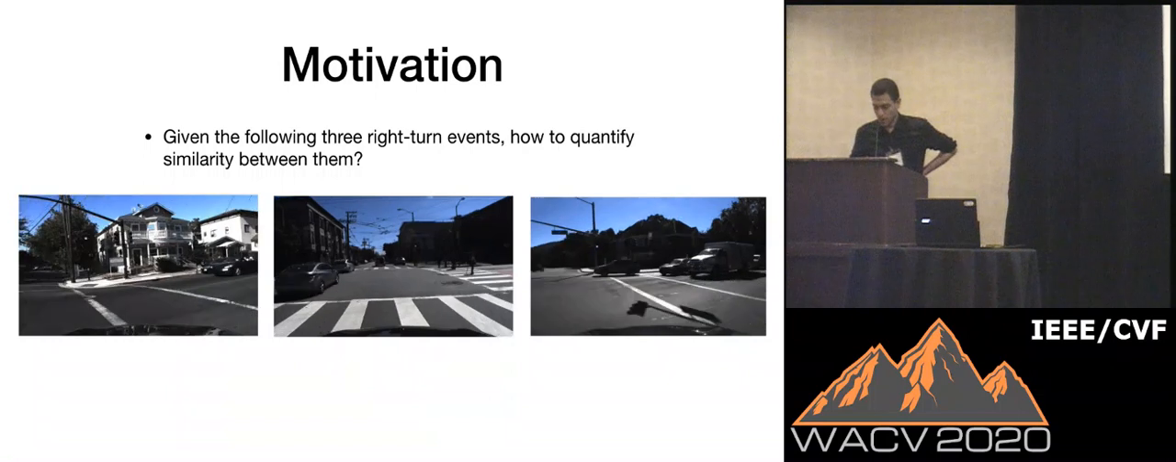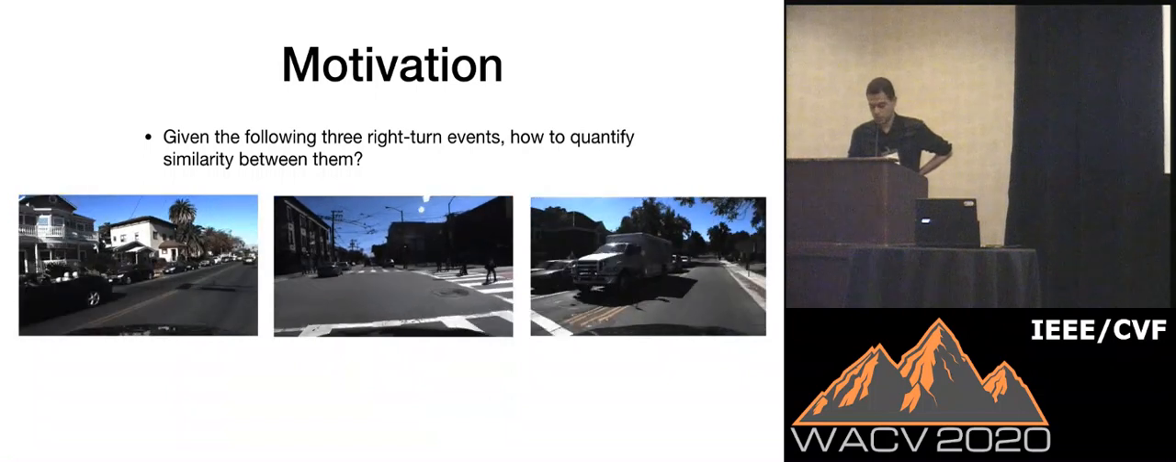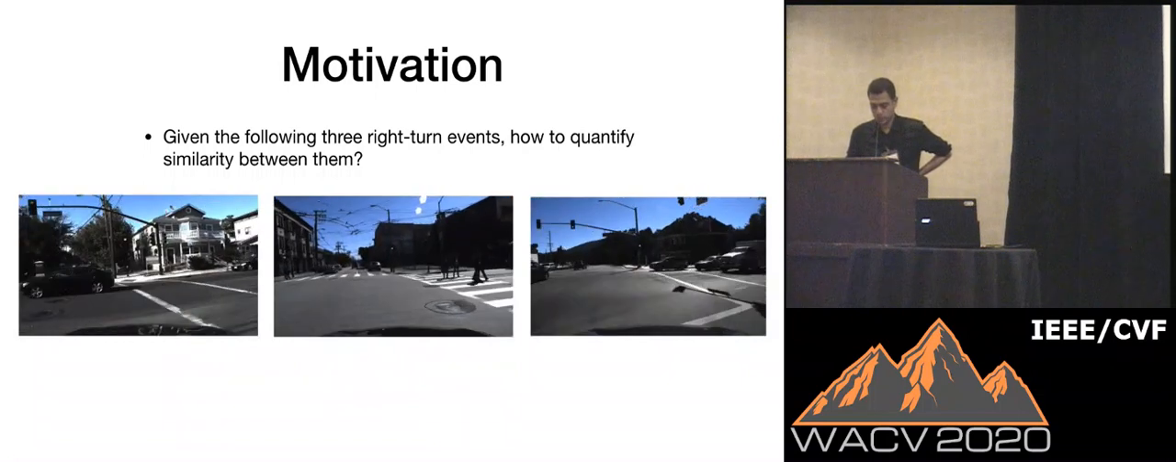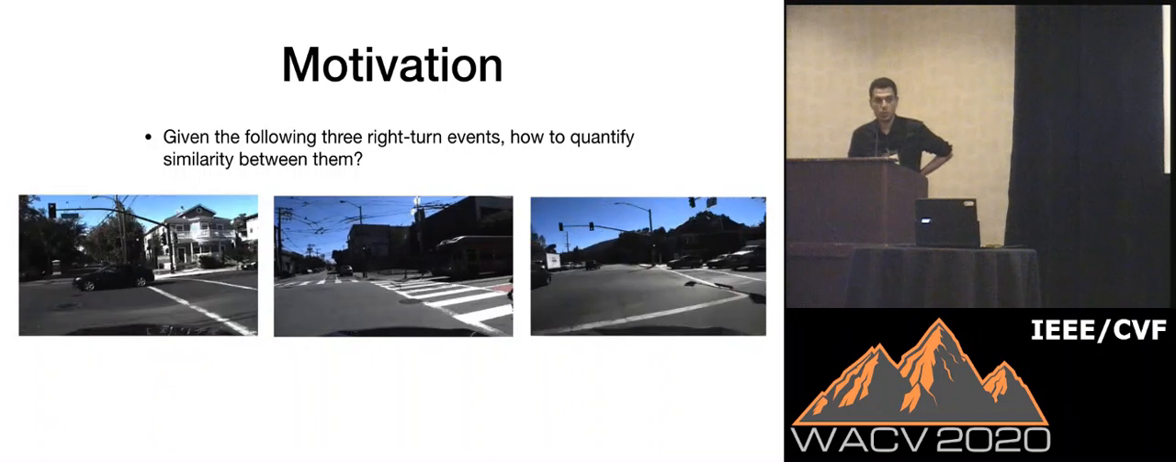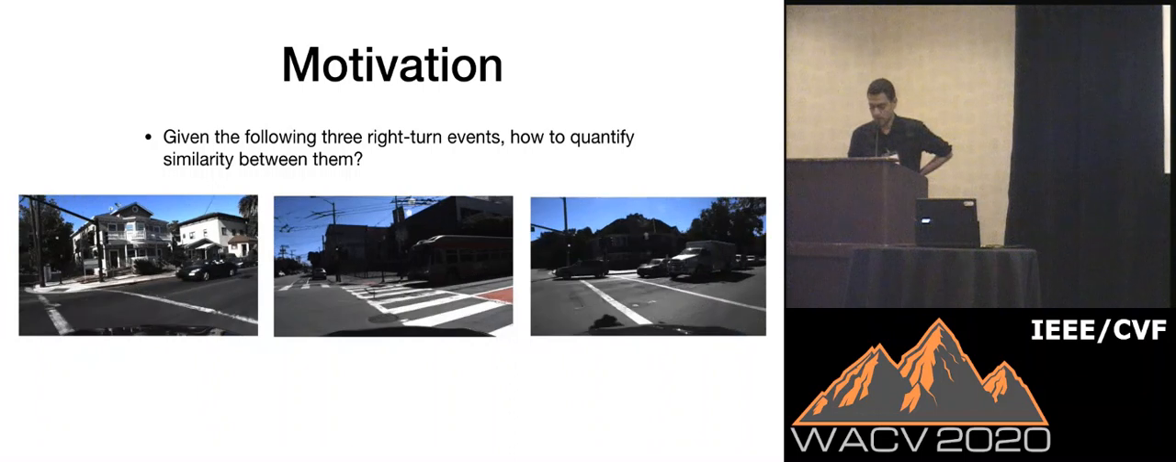Hi, I will start my presentation with a question. Given the following three right turn events, how to quantify similarity between them? They all belong to the same class, yet they are different.